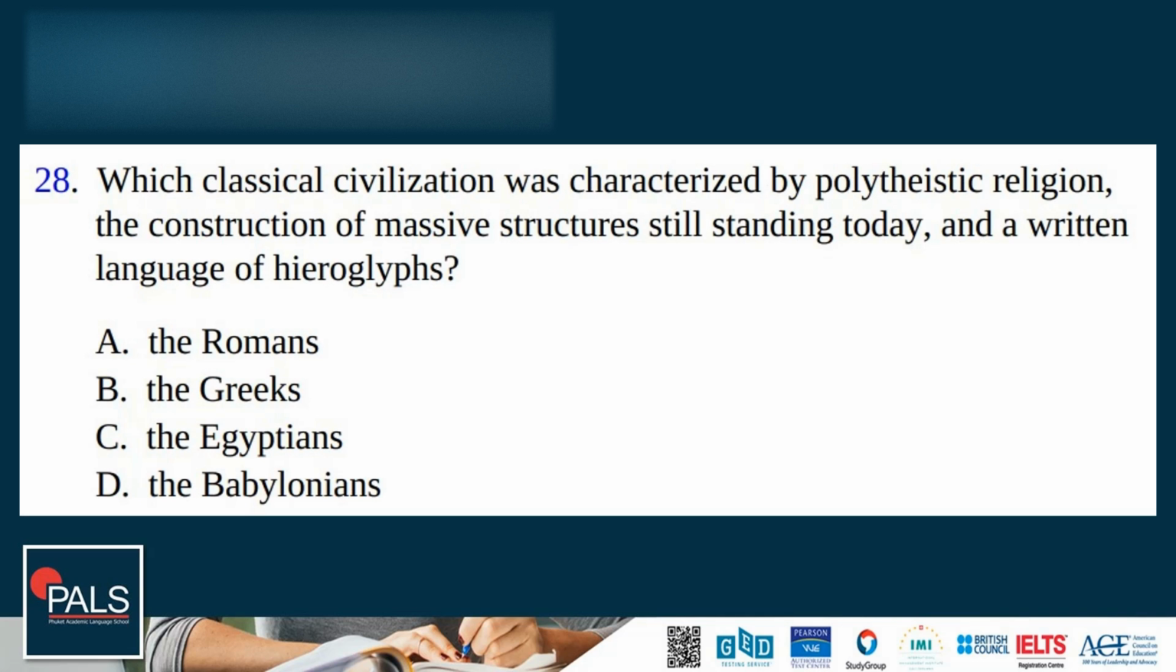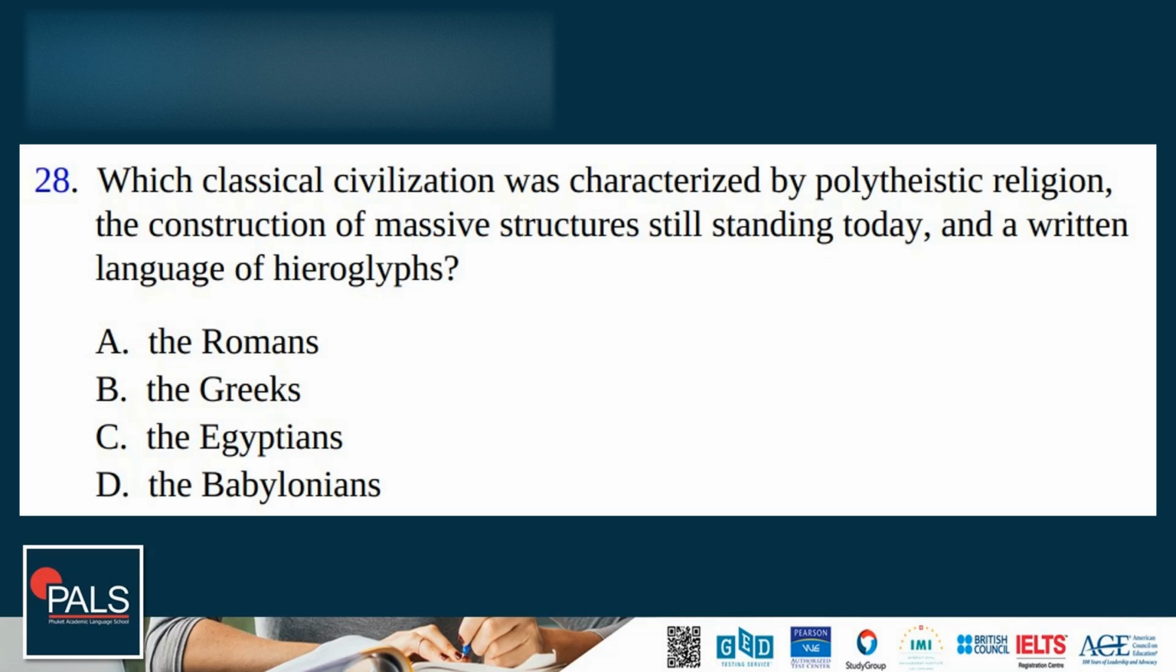This question asks us some information that we could probably guess. However, there is one key term that makes it important for us to be able to choose the correct answer. So it says, which classical civilization was characterized by polytheistic religion, the construction of massive structures still standing today, and a written language of hieroglyphs?